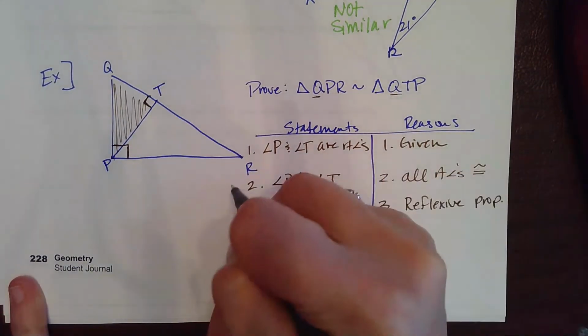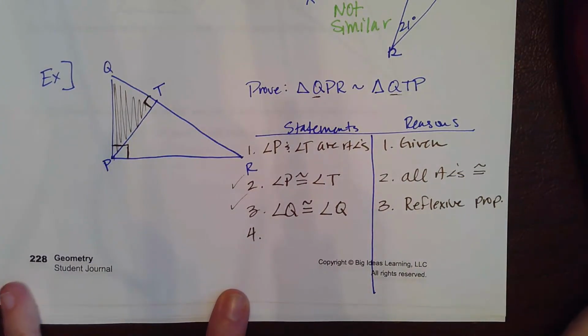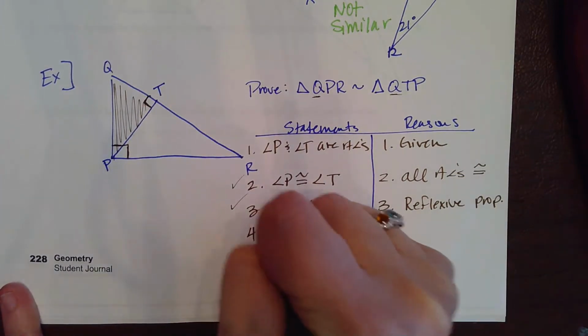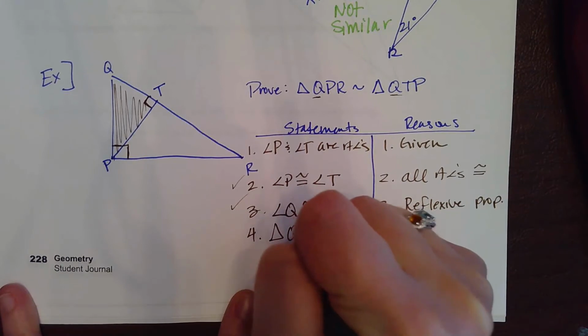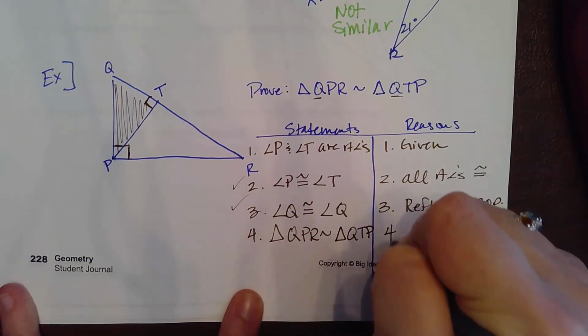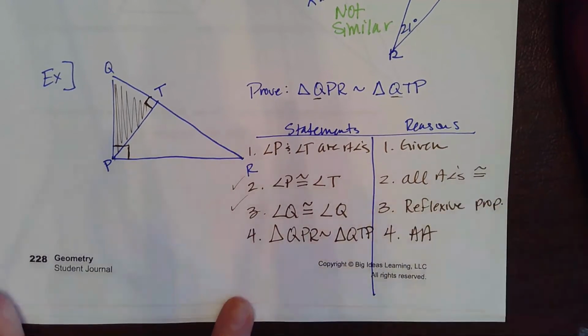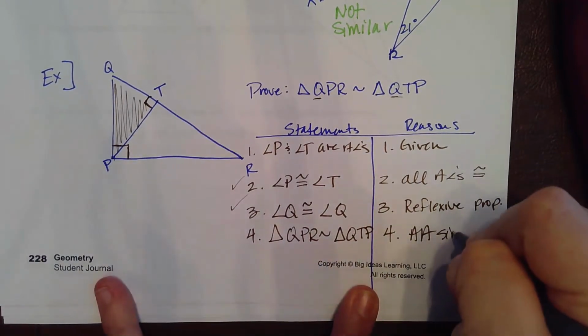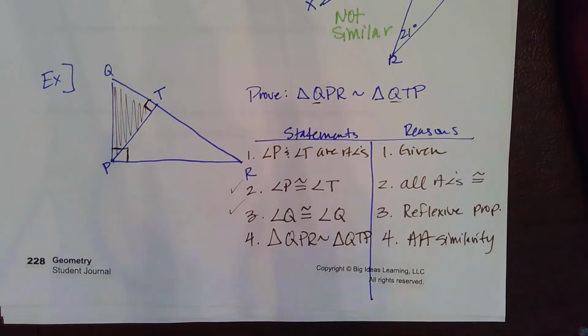Now that we've shown that two sets of angles are congruent, we can end our proof by saying triangle QPR is similar to triangle QTP, and the rationale is angle similarity. You can add in that word similarity if you want. I'm okay if you don't though as well.